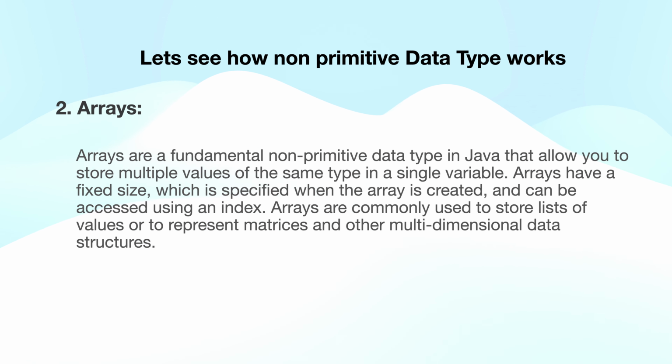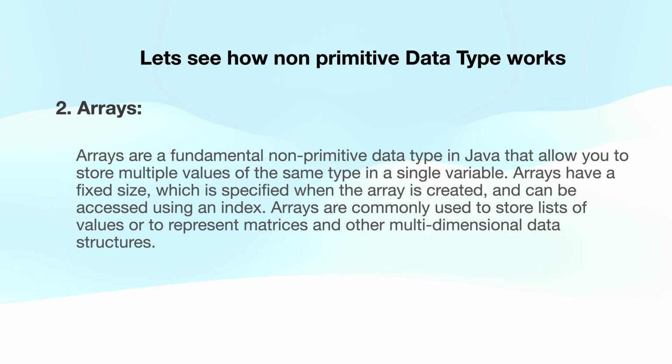Let's talk about arrays, which are number two among non-primitive data types. Arrays are a fundamental non-primitive data type in Java that allow you to store multiple values of the same type in a single variable. Arrays have a fixed size, which is specified when the array is created, and can be accessed using an index. Arrays are commonly used to store lists of values or to represent matrices and other multi-dimensional data structures.